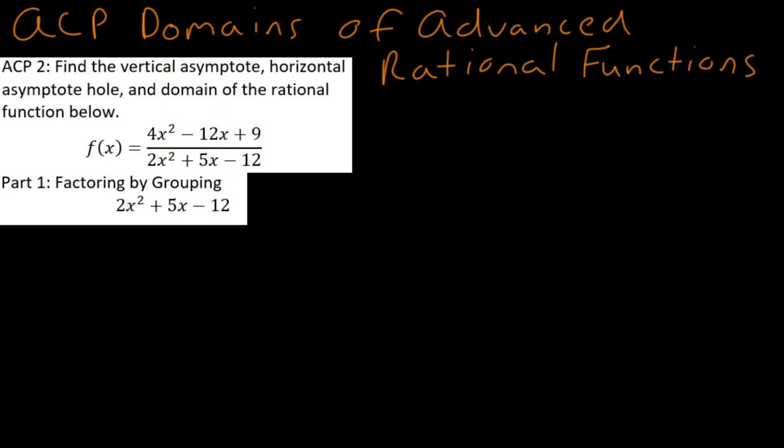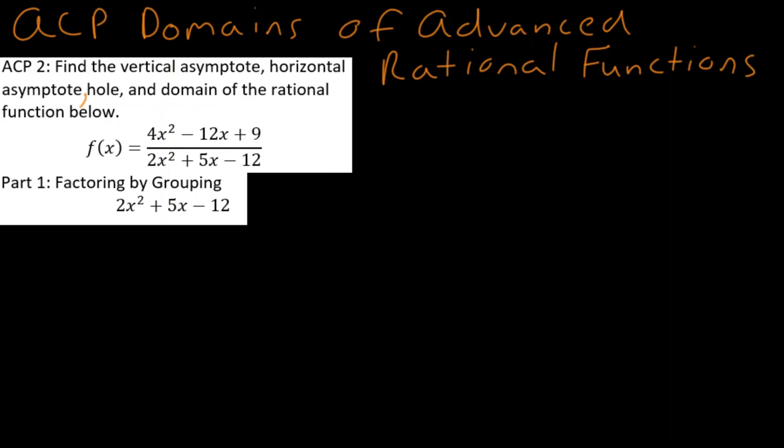Alright, and here is our ACP domains of advanced rational functions. Now this one's ACP 2, and we want to find the vertical asymptote, horizontal asymptote, oh there should be a comma here, hole, and domain of the rational function. Don't tell your English teacher.